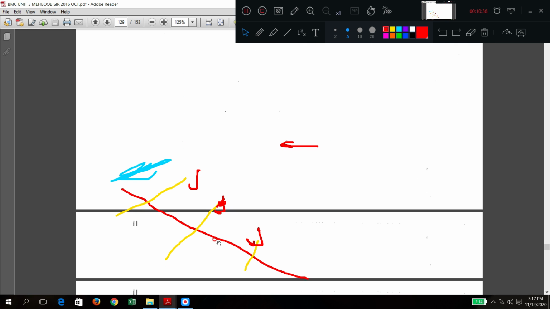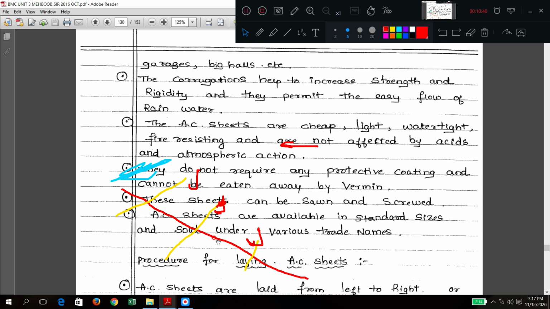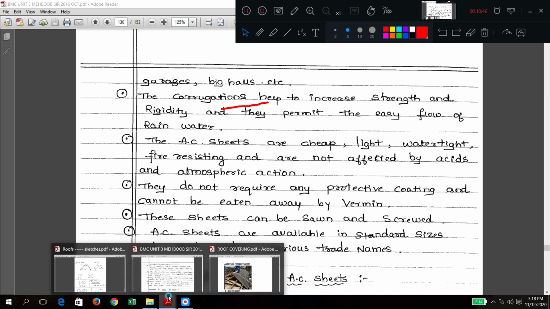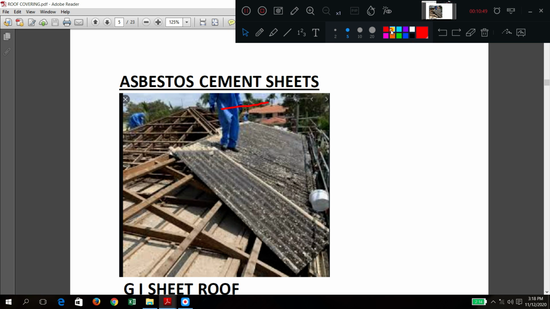In the same way, we have seen all these things, no? Corrugations are there. Where are the corrugations in this diagram? There are small ups and downs, like this. Can you see the corrugations? These are the corrugations. Corrugations give more rigidity, and they also collect the rainwater and drain it away, giving more rigidity to the structure.